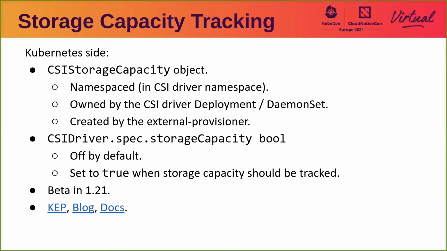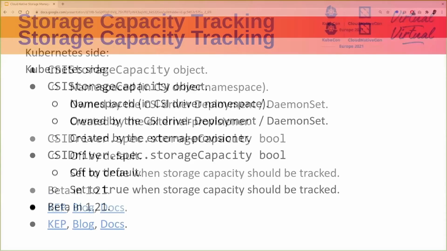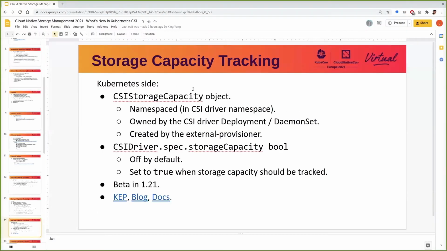So you should not worry at all about this object. But what you should worry about is to set storage capacity flag in the CSI driver object. And this tells Kubernetes scheduler that the capacity is being tracked and it should be considered during scheduling.